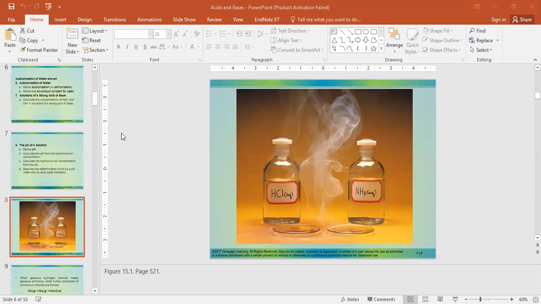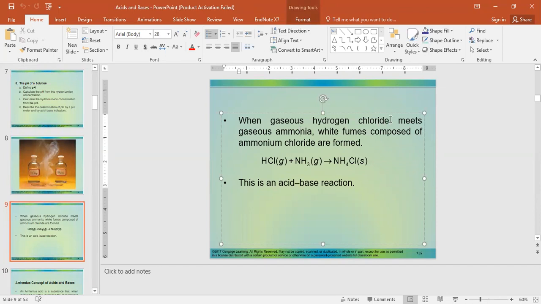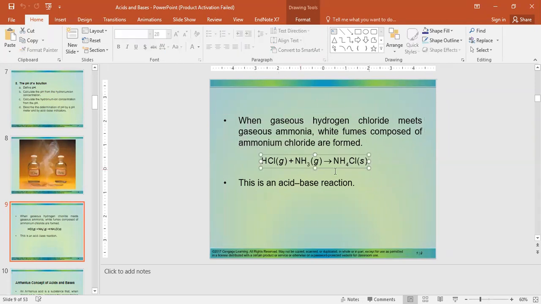Now, one example of an acid-base reaction is when gaseous hydrogen chloride reacts with gaseous ammonia. In this reaction, you get white fumes, which are ammonium chloride, as given here. The equation for that reaction is what you can see here. This is the hydrogen chloride gas, and this is the ammonia gas, and when they react together, they give you ammonium chloride.